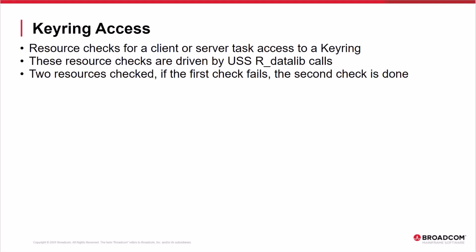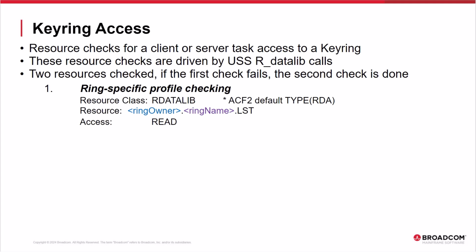Whenever a z/OS client or server task accesses a key ring, there is a resource check performed. These SSL/TLS application tasks make an R_datalib call to request a key ring and certificates. The External Security Manager, or ESM, will validate access to the key ring. Two resource checks are performed. If the first check fails, the second check is also performed.